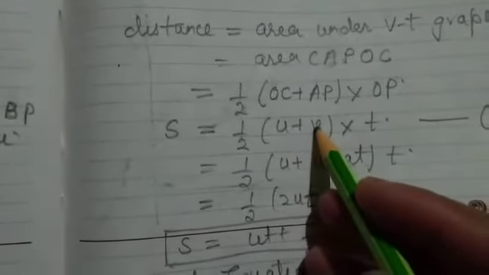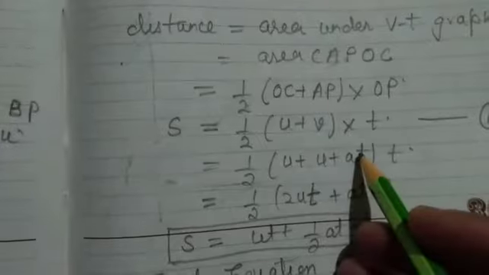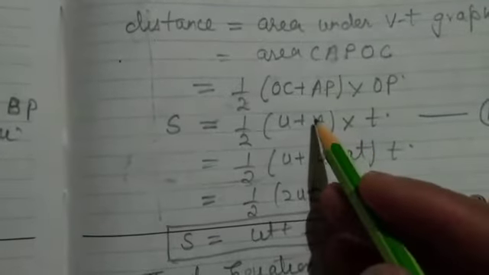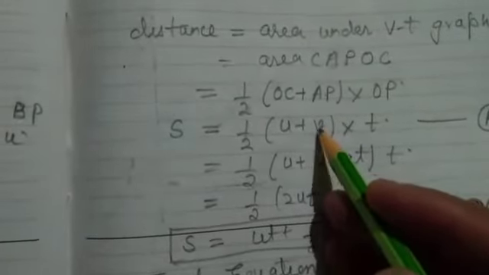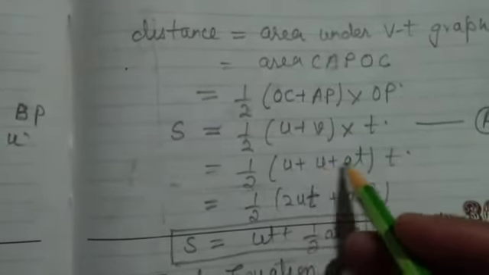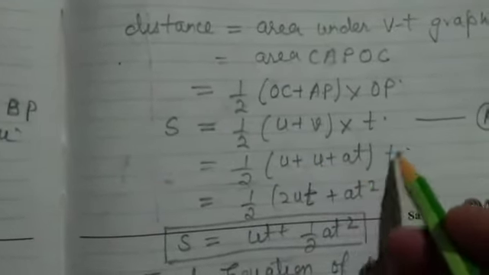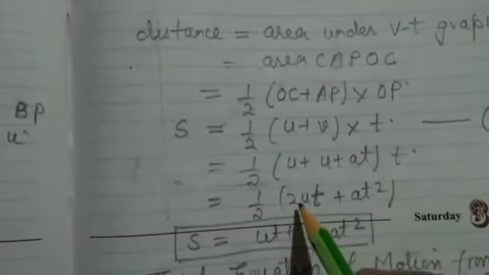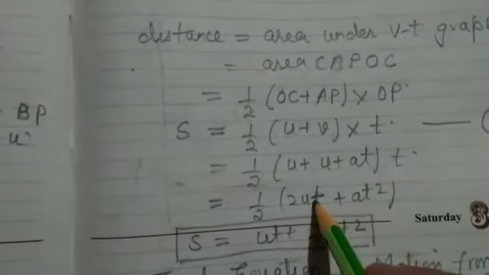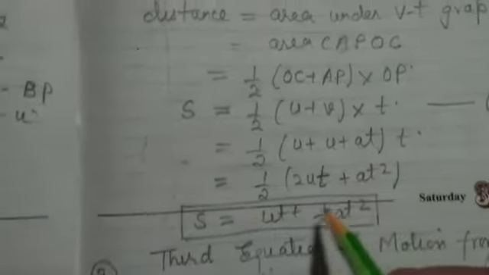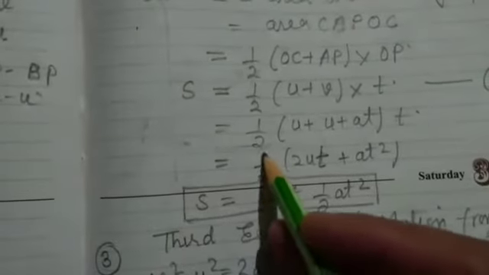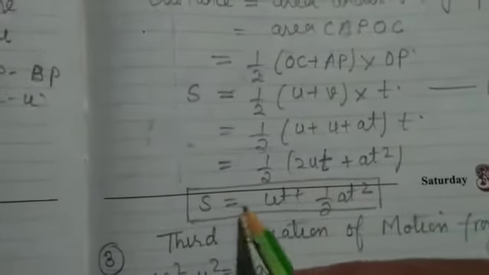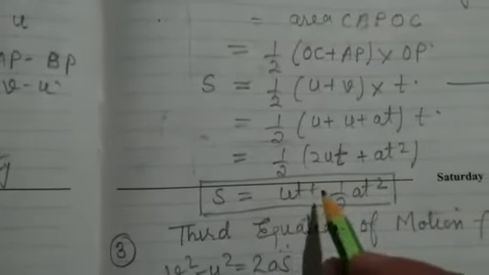Now we know the first equation of motion is V is equal to U plus AT. So we are keeping the value of V here. U plus AT multiplied by T. Now this will become 2U, and if we multiply it by T we will get 2UT, and here we will get AT square. So we divide by this 2, and we will get S is equal to UT plus half AT square. So here hence we have got the second equation from graphical method.